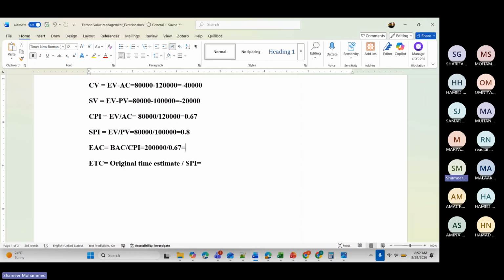How much is the answer for this one? This is called estimate at completion, EAC, meaning with the present state of the project, how much total cost it will come to complete the project. That is this one, EAC, estimate at completion.